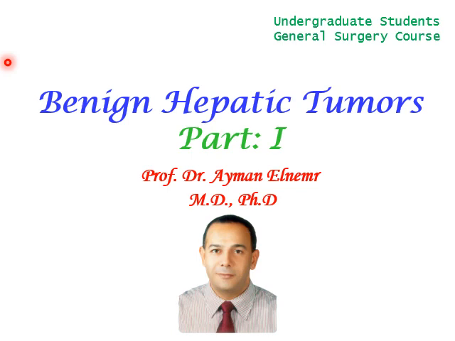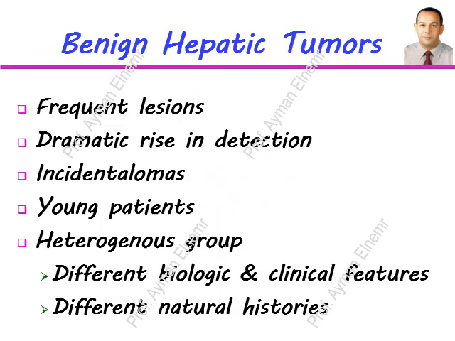Benign hepatic tumors are a heterogeneous group of lesions originating from different cell lines within the liver. I chose the term lesions rather than mass because lesion is a term that has a wider application, including solid and cystic masses. Benign hepatic tumors are frequent lesions which have a dramatic rise in detection.